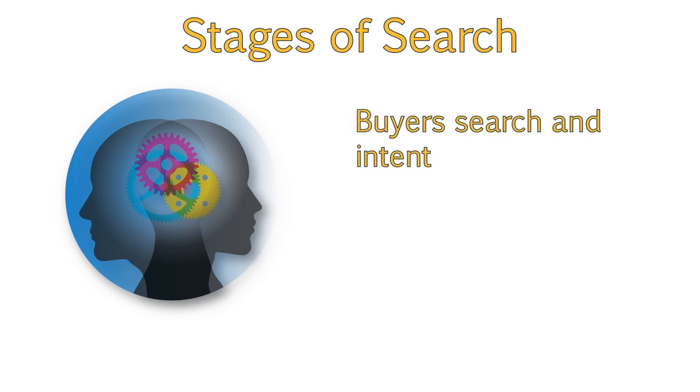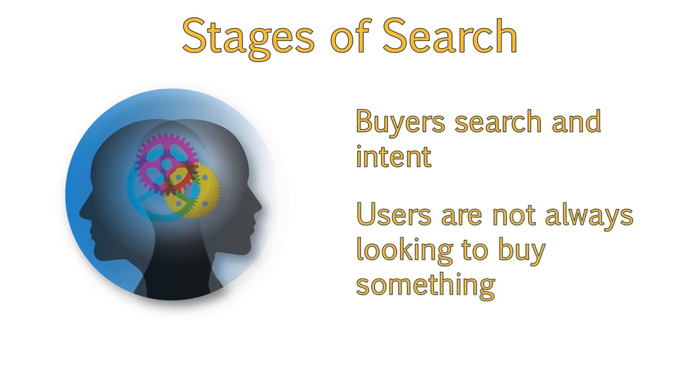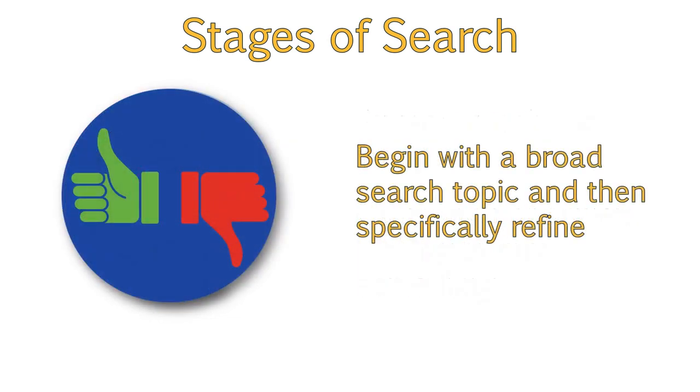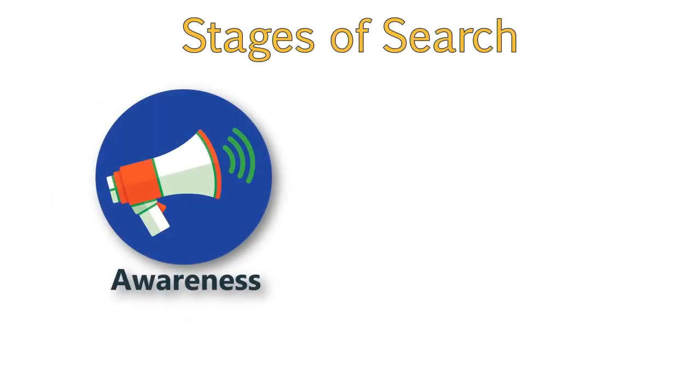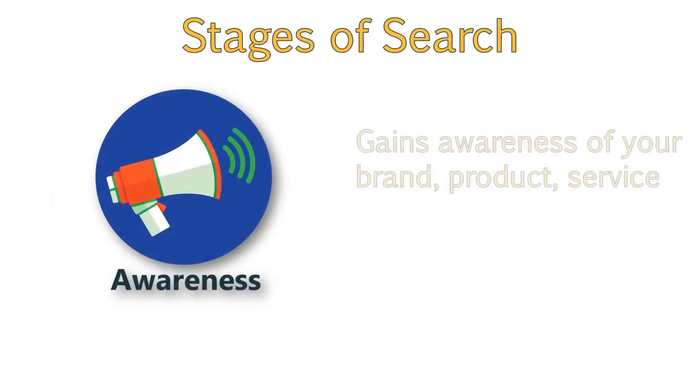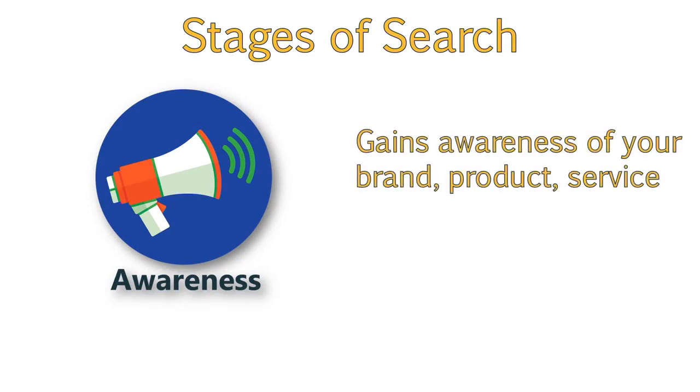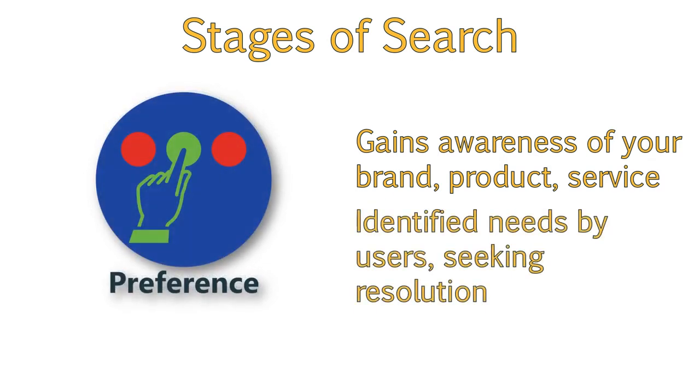Now, these may change a little as a user isn't always looking to buy something, but the path and process will be similar, as they will start off with a more broad topic and gradually refine that to be more specific as they discover exactly what they want. At the beginning of the purchase path, organic search helps customers gain awareness of your brand, product, or service. In this beginning stage, users have identified a need and are seeking a resolution.